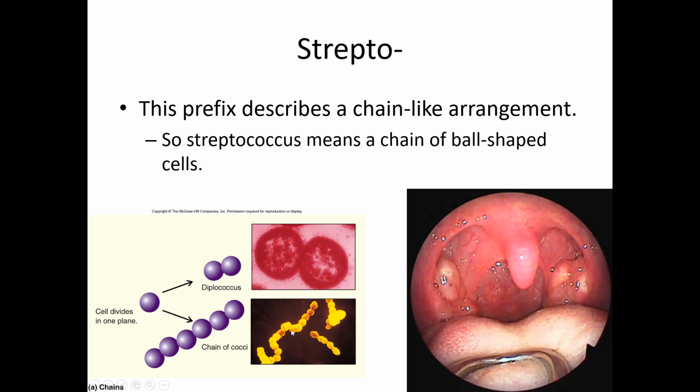Streptococcus pyogenes is the organism that causes strep throat, which is why I'm showing you this picture. So if we were to take a swab of this and then view it under the microscope, this is what we would see, that little chain of ball-shaped cells under the microscope. So Streptococcus just means chain of ball-shaped cells.